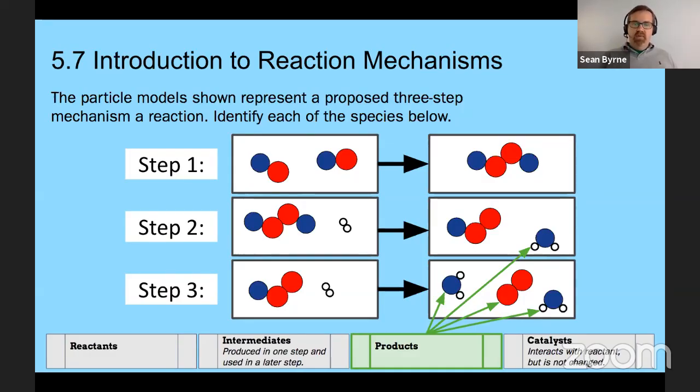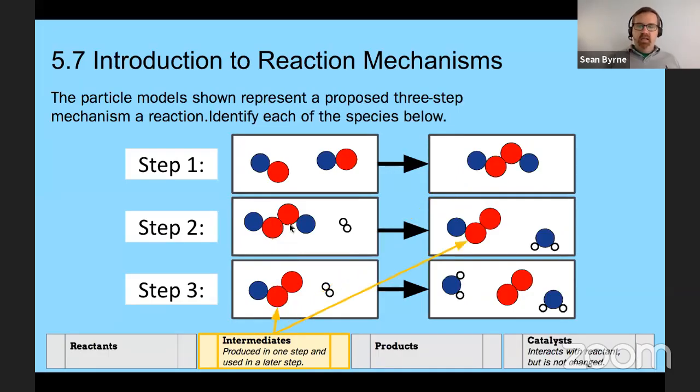Let's see if you identified, we have two actual intermediates in this reaction. One of the intermediates is there. We notice that it appears as a product first in step number 1, and then as a reactant in step number 2. And then a second intermediate that is a product in step number 2 and a reactant in step number 3.